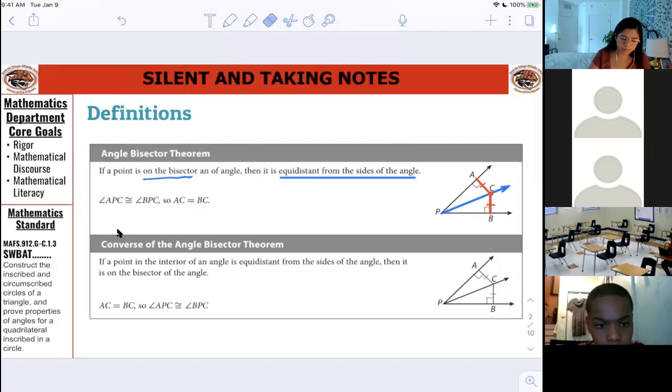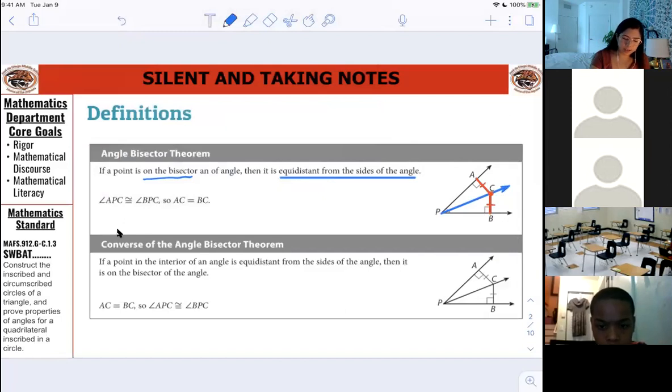Okay, the converse of the interior angle, or angle bisector theorem. Can you read that as well? If a point in the interior of an angle is equidistant from the sides of an angle, then it is on the bisector of the angle. Right, so it's saying the same thing but backwards. We always show the converse statements because the converse might not always be true for a statement that you make, but in this case, it goes both ways. So if the point is on the bisector, then it is equidistant. If the point is equidistant, then it's on the bisector. You can say it both ways. So I just wanted to include that.